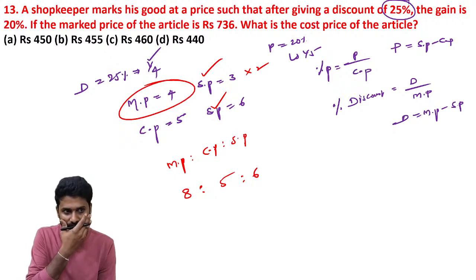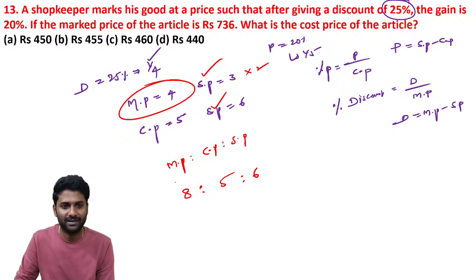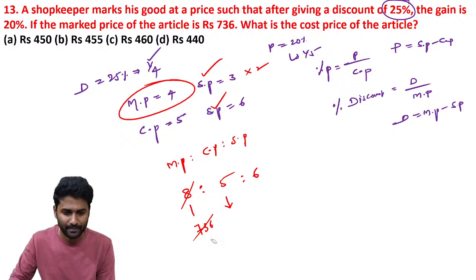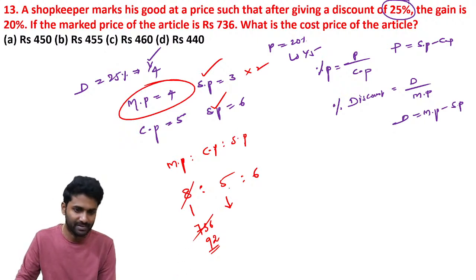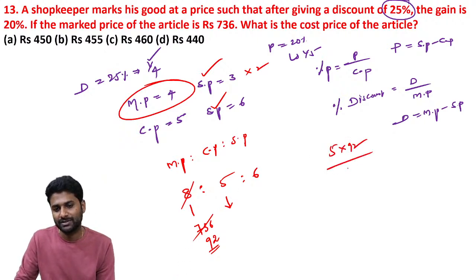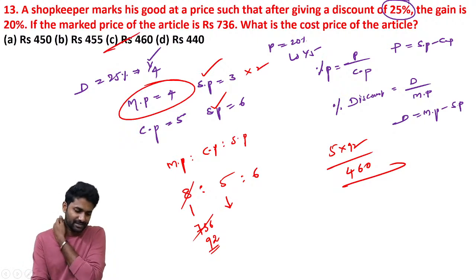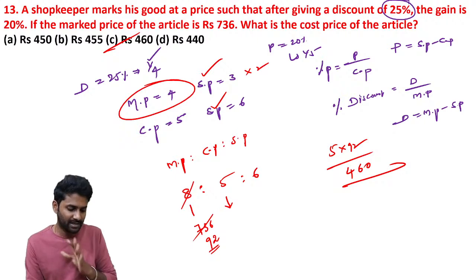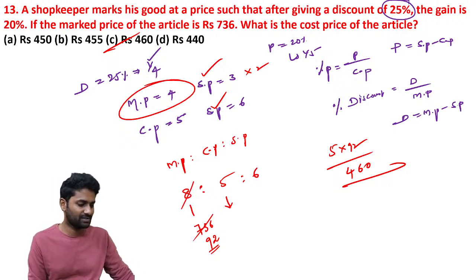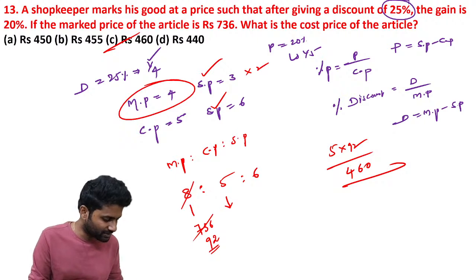Now the question here: if the market price of the article is 736, what is the cost price of the article? Now see, 8 into 9 is 72, 8 into 2 is 16. Each unit value is 92 rupees. So 5 is multiplied with 92, then the value becomes 460. Guys, it's a simple mixed ratio concept, a simple application. If terms are the same, then we have to equate them. Based on that point, we are done with this calculation.